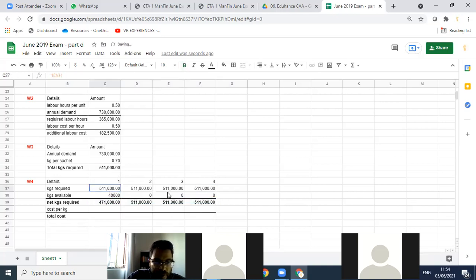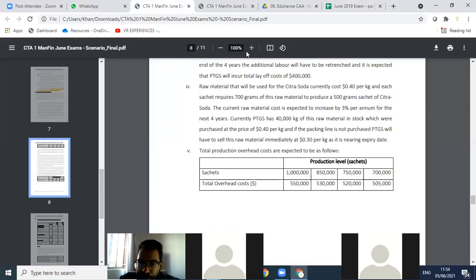Let me just go see again, I can't remember the total cost. Where did I see that? They said raw materials will be used, currently costing 40 cents per kg. So currently means year 0. When you see the word current, or the word immediate, then you know it is year 0.